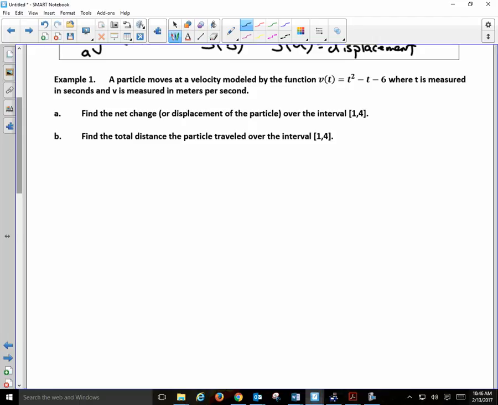A particle moves at velocity modeled by the function v of t equals t squared minus 6t minus 6, where t is measured in seconds and v is measured in meters per second. I'm going to start out by making a graph of that function. I know it goes through -6 down here. And if I look at the velocity function, I can factor it. And it factors to t minus 3 and t plus 2. So it crosses the x-axis at -2 and at +3. Is everybody okay with that?